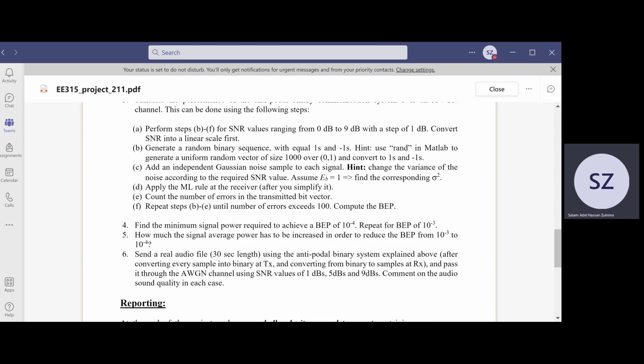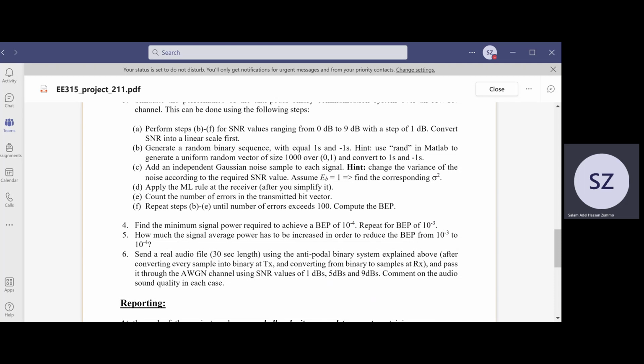So basically assume EB equal 1. What you send is this vector. Add to it a Gaussian noise sample or vector. So assume EB equal 1, then find the corresponding EB, gamma, sigma. So when I give you what is the signal to noise ratio, the value, start by 0 dBs.